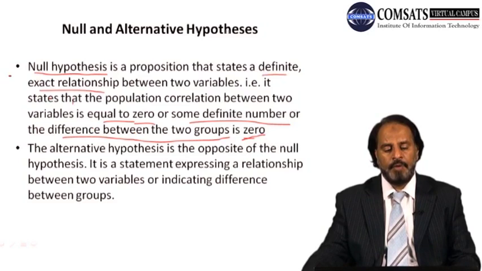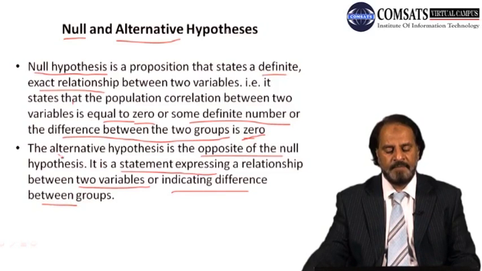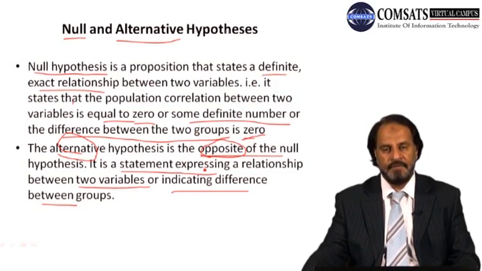So one way of stating the hypothesis is to develop what we call an alternate statement and what we call the null statement. The alternate statement is usually what we call the actual hypothesis statement. The alternate hypothesis statement is opposite to the null. It is the statement expressing the relationship between two variables, indicating the difference or the relationship between the two groups. It's opposite to the null statement. When we're saying there is no relationship between certain variables, then the alternate statement could be that there is a relationship, there is a positive relationship, or there is a negative relationship.